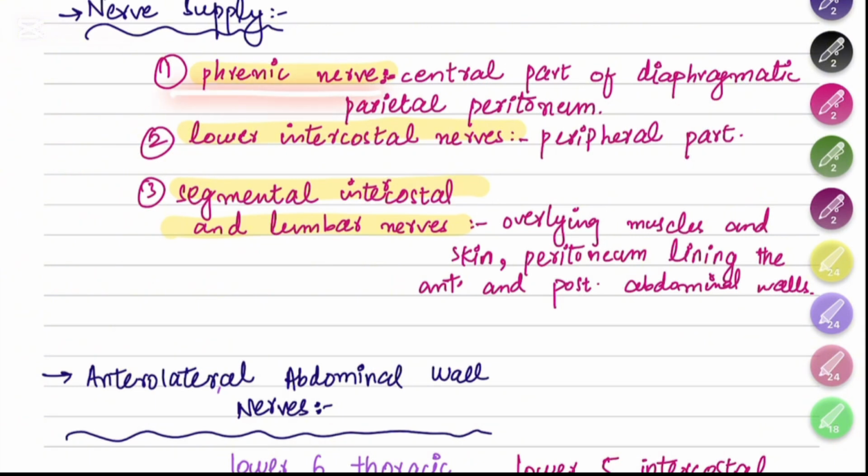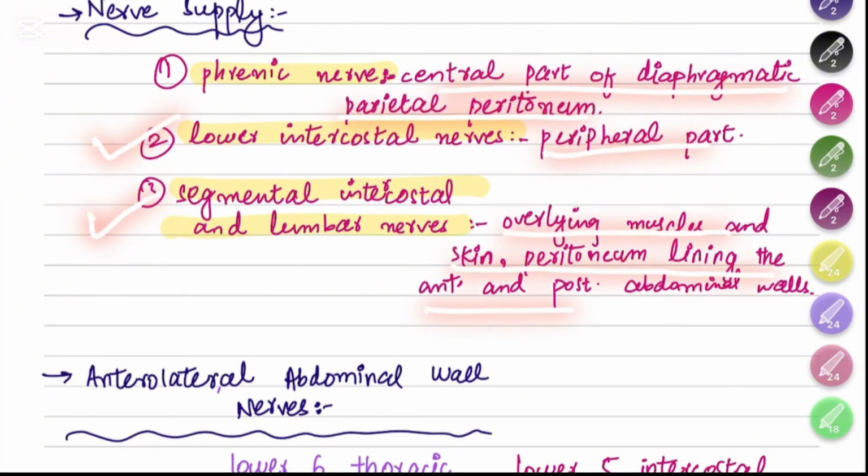Now we are going to discuss the nerve supply of the parietal peritoneum. Phrenic nerve. The phrenic basically supplies the diaphragm. So here we can conclude that it will supply the central part of the diaphragmatic parietal peritoneum, and the lower intercostal nerves supply the peripheral part. Segmental intercostal and lumbar nerves supply the overlying muscles and skin and the peritoneum lining the anterior and posterior abdominal walls.